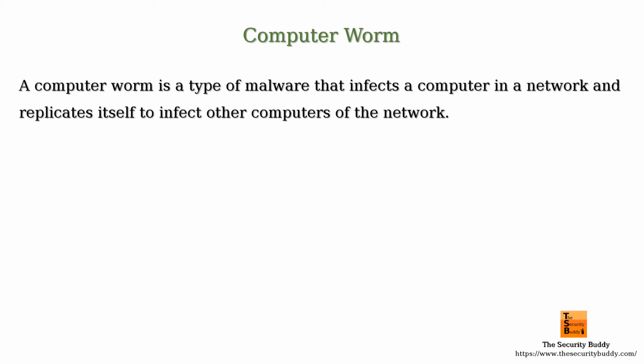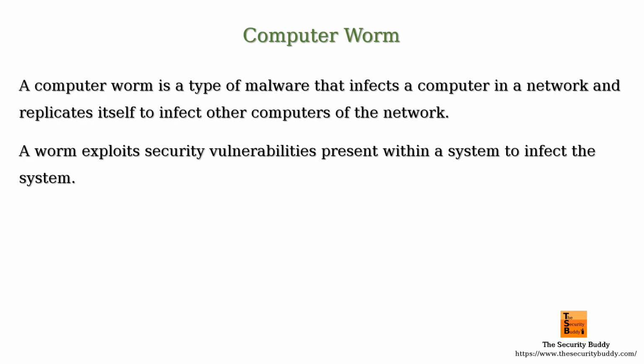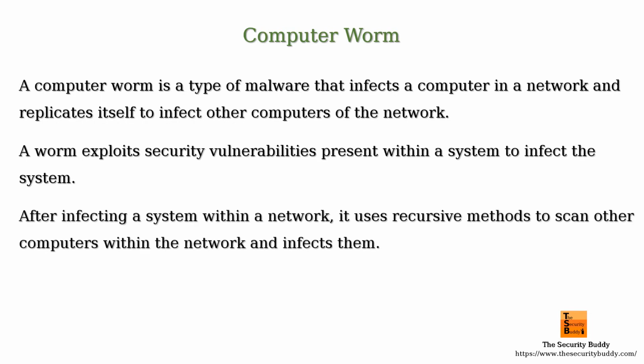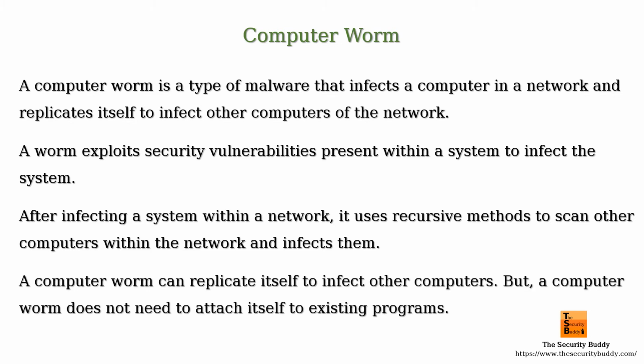A worm exploits security vulnerabilities present within a system to infect the system. And after infecting a system within a network, it uses recursive methods to scan other computers within the network and infects them. A computer worm, much like a computer virus, can replicate itself to infect other computers. But unlike a computer virus, a computer worm does not need to attach itself to existing programs.